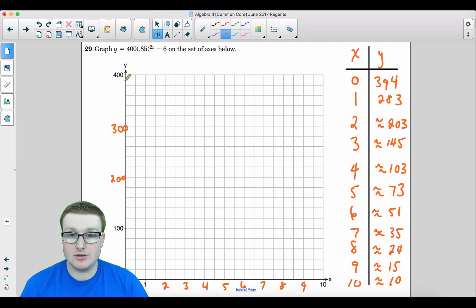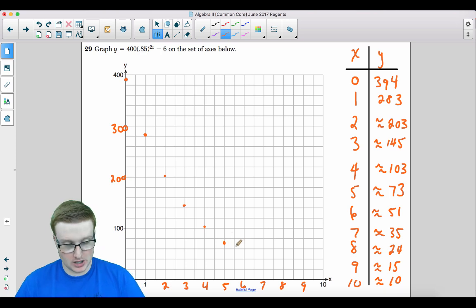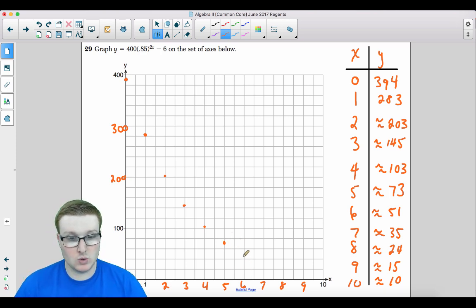So 0, 394, that's somewhere up here. 1, 283, so 220, 240, 260, 280, somewhere around there. 2 is around 200, like right above it. 3 is about 145, so 20, 40, right around here. 4 is 103, so it's right around 100. At 5, it's about 73, so 20, 40, 60, right in between 70 and 80-ish, so right in between that mark. 6 is 51, 20, 40, 50-ish, so right midway through.